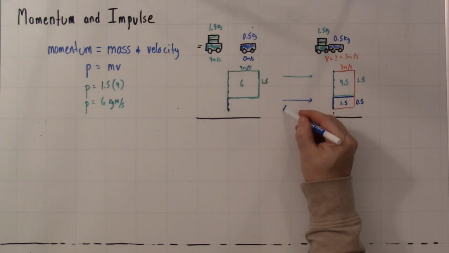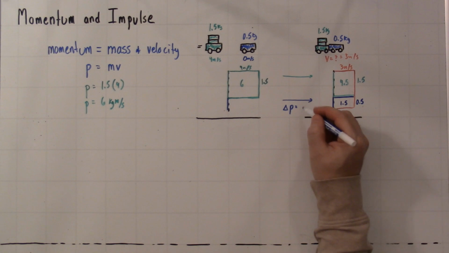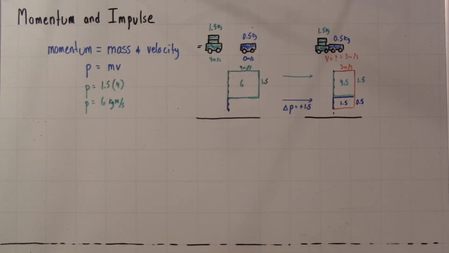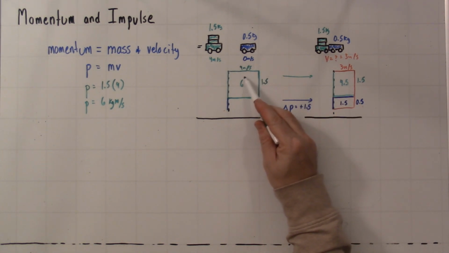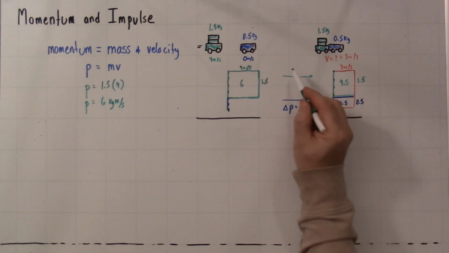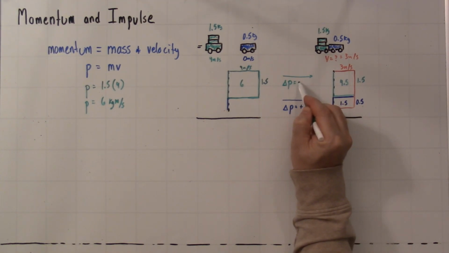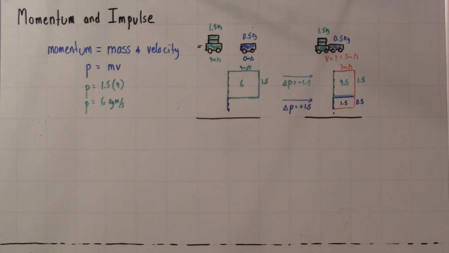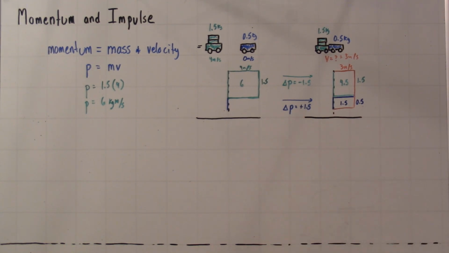We're going to use this notation. This triangle means change. The change in momentum of the blue car, it went from 0 to 1.5, was plus 1.5. What about the green car though? It had momentum of 6, now it has momentum of 4.5. What was the change in momentum of the green car? Negative 1.5.